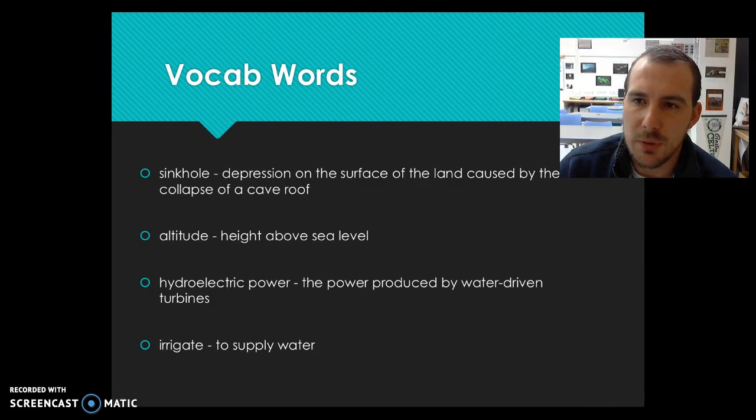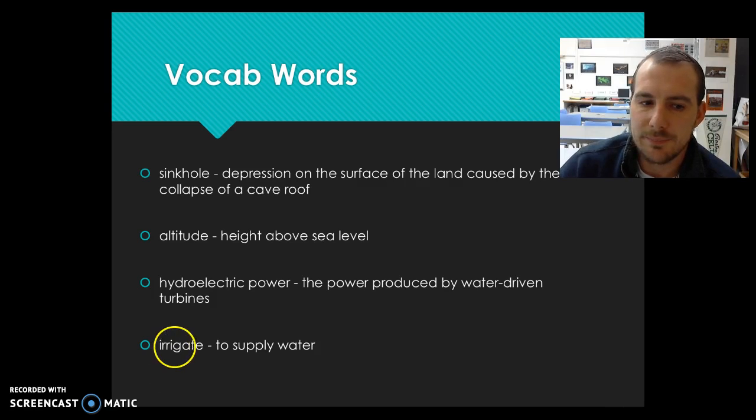We're going to start with some vocab words that you're going to see through the presentation, but I thought I'd give you a chance now to hear them, listen to the definition, and if you think it's important, which I think it is, to jot down the definitions at this time. So we have the following words: sinkhole, altitude, hydroelectric power, and irrigate. All of those words are going to have a very important meaning to this chapter. Take a chance now to record them if you need to, and you can pause me and come right back.